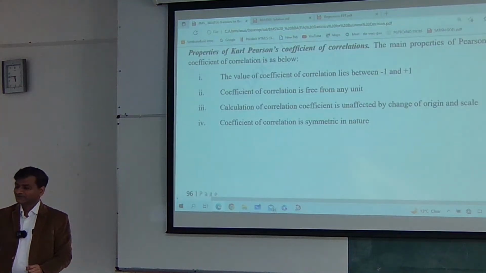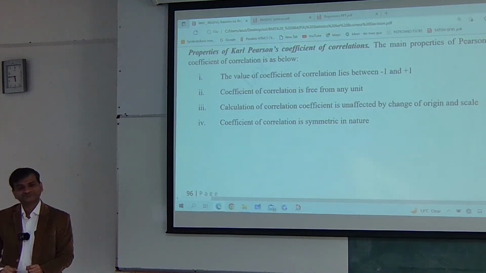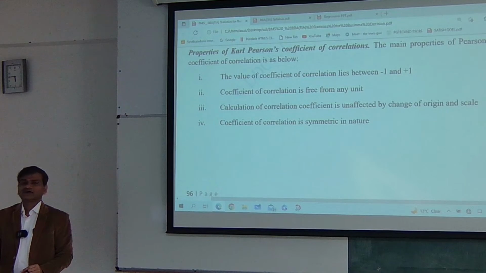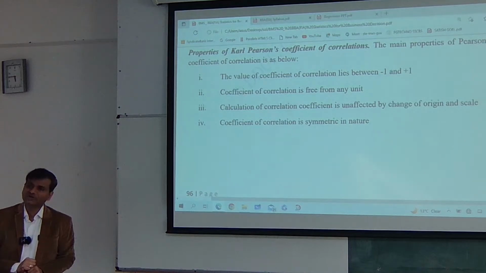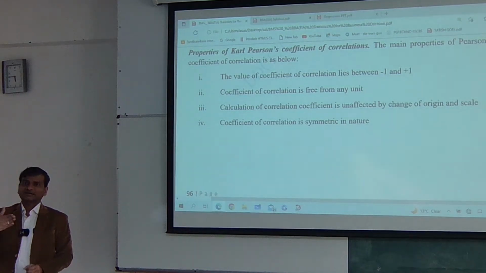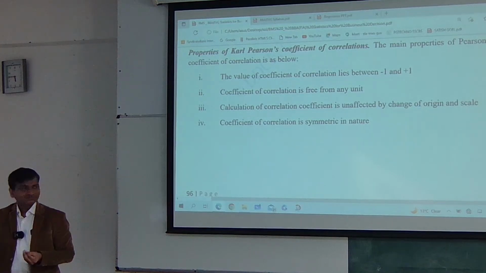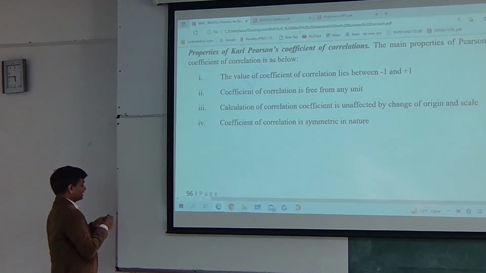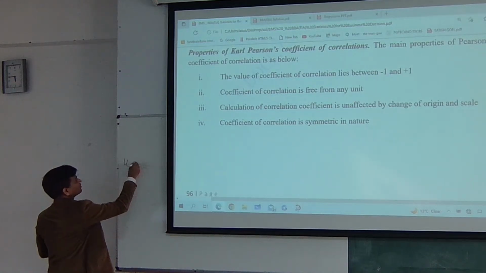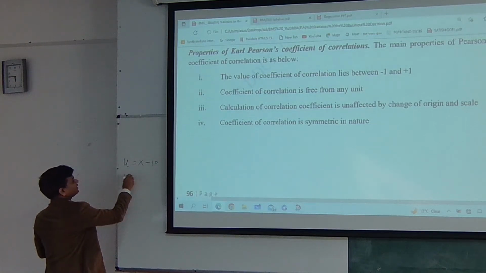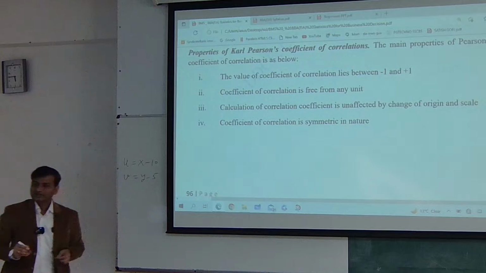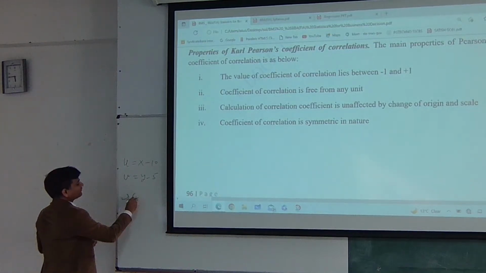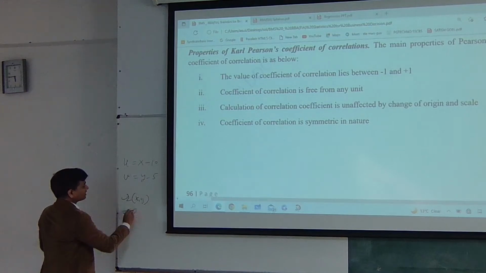Further, these are the properties I already explained to you. Again, you can see this. The correlation coefficient always lies between -1 and +1. It is free from any unit, and it is unaffected by change of origin and scale. What do you mean by this? If you change your variables x and y to some other variables, it is unaffected. Suppose you take u as x minus 10 and v as y minus 5. The correlation between x and y would be the same as the correlation between u and v.